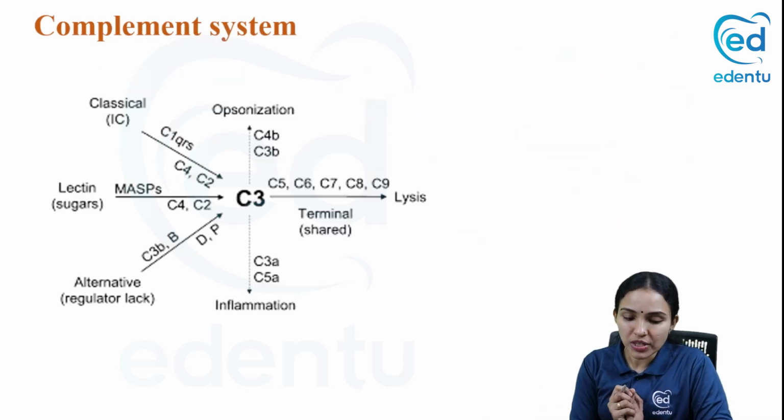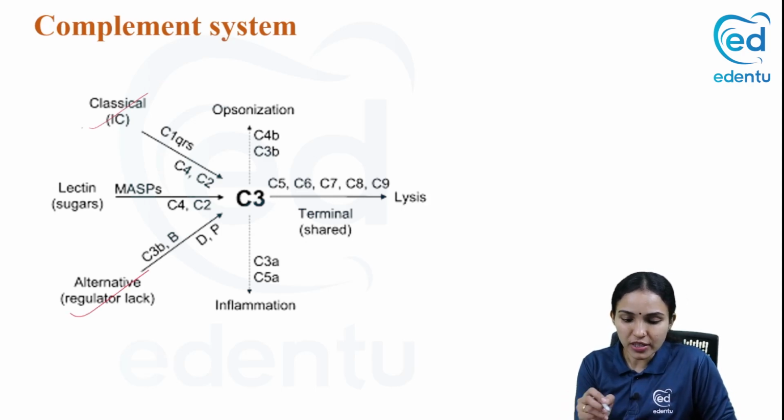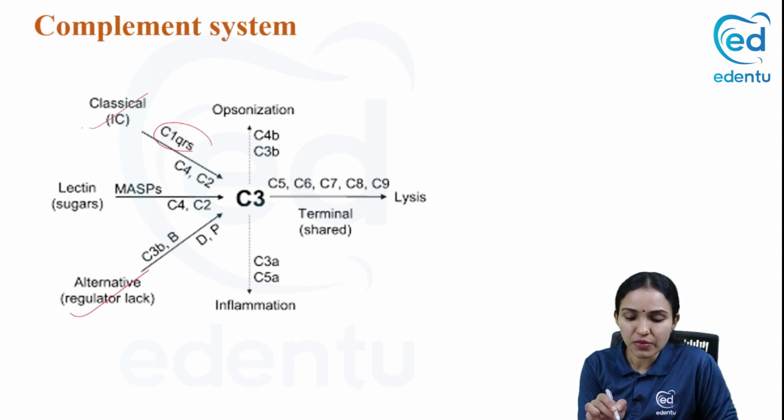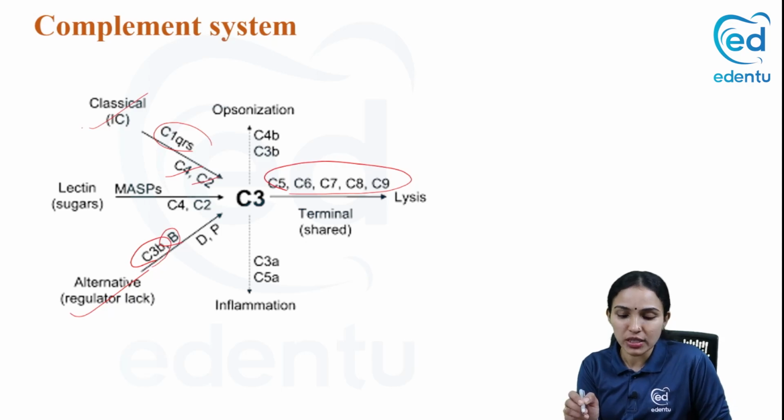So in summary, classical pathway, alternative pathway. You can see the classical pathway starts with C1qrs, joining onto 4 and 2, coming to 3, and finally the 5 to 9 components. The alternative pathway starts with C3b and factor B, forming a C3 convertase, and the rest is all the same.